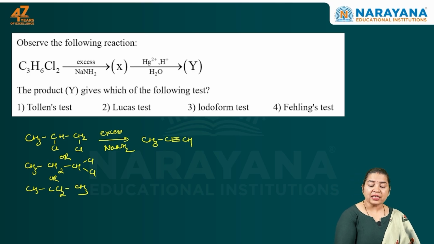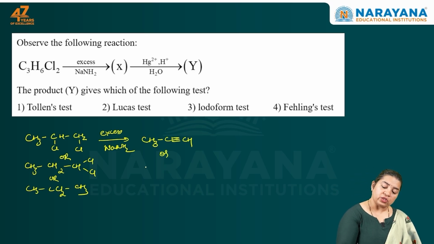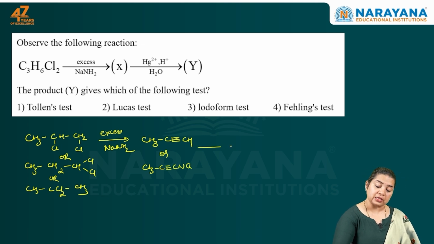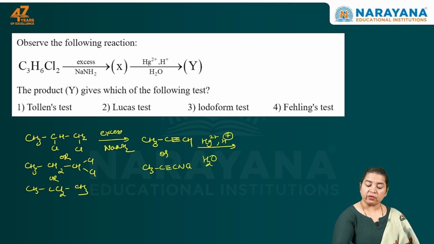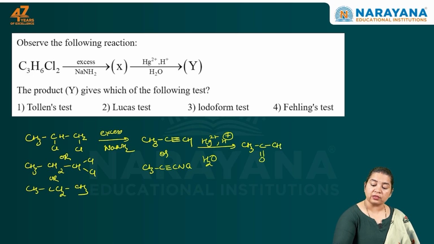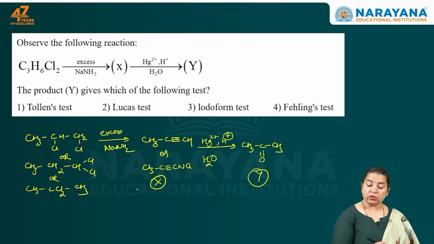Ideally, you take this or CH3 C triple bond CNa, the sodium salt, with acidic H. Now, Hg2 plus, H plus under acidic condition, anyhow you will have propyne. So, whatever you take, ultimately it is a Kucherov reaction, Markovnikov addition of water followed by tautomerization. So, the product Y is a ketone, acetone. The product Y gives which of the following tests?